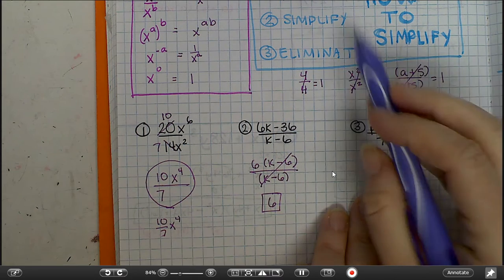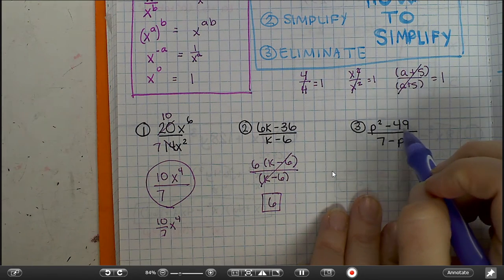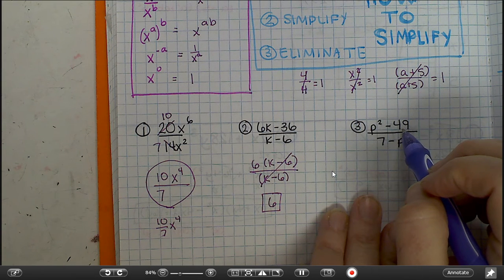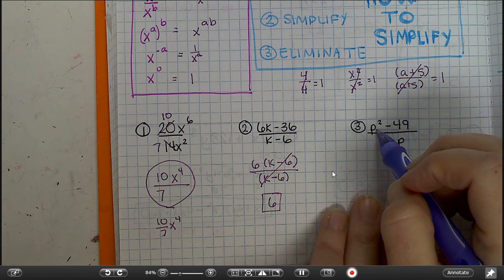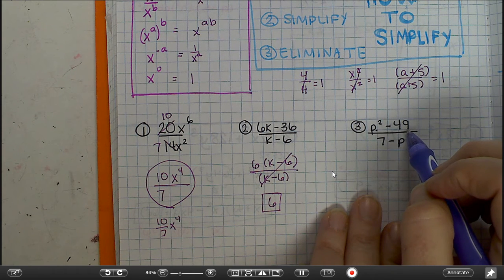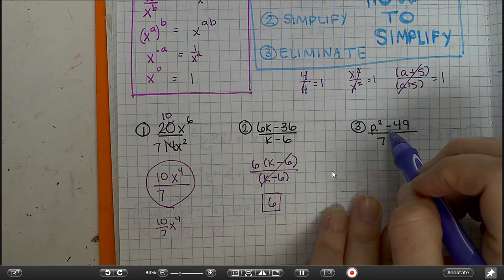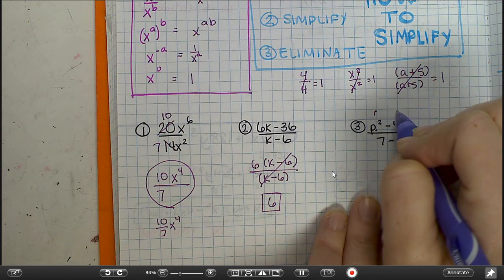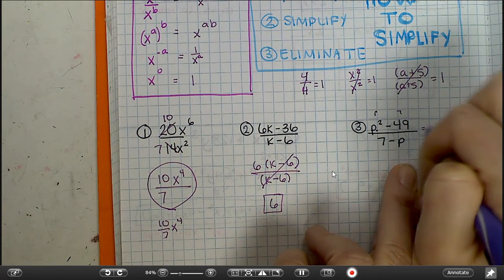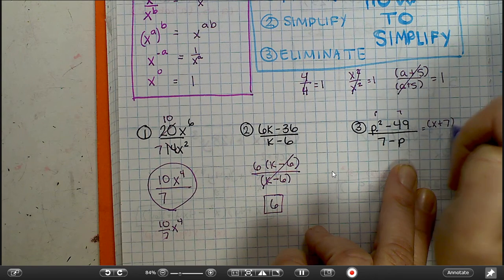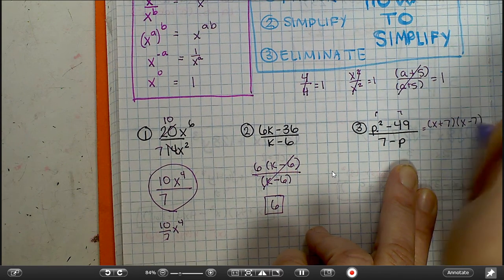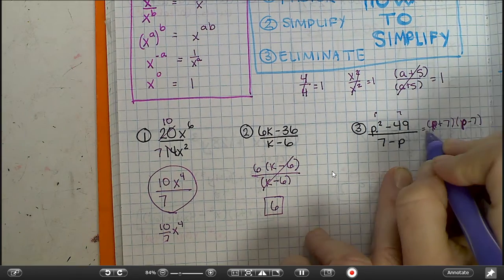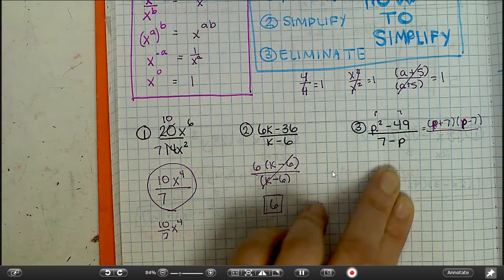All right, so factor. Let's look at the top. Can we factor it? Is there a GCF? No. Is it a binomial? Yes. Is it a difference of 2 squares? p squared is a perfect square. 49 is a perfect square. And it's subtraction, so it is. So you take the square root of p squared, which is p, and the square root of 49, which is 7. And you write p plus 7, p minus 7. And by x I mean p, because the problem has a p, not an x, sorry. All right, this is why I asked you guys to get really good at factoring before we began.